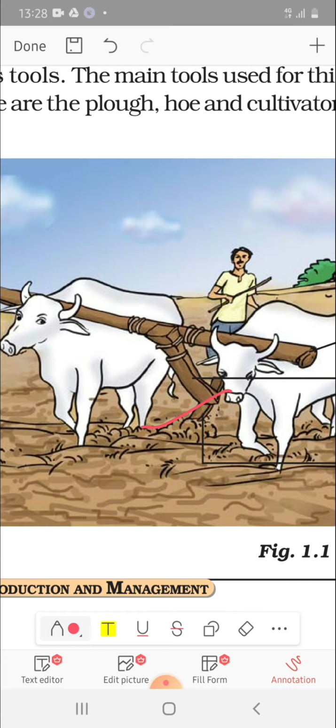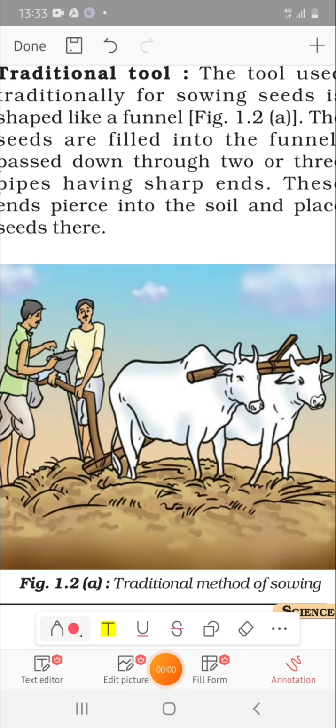So a farmer can use a plow, which may be wooden or iron made, a hoe, or a tractor driven cultivator to plow the land.